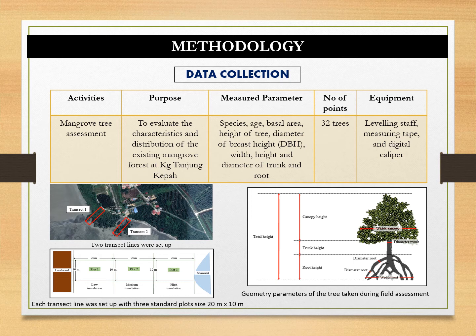I managed to get 32 trees to be sampled using a leveling staff, measuring tape, and digital caliper. There were 2 transect lines set up here, transect 1 and transect 2. Each transect line was set up with 3 standard plots of 20 meters by 10 meters. This shows the geometry parameters of the tree taken during the field assessment.